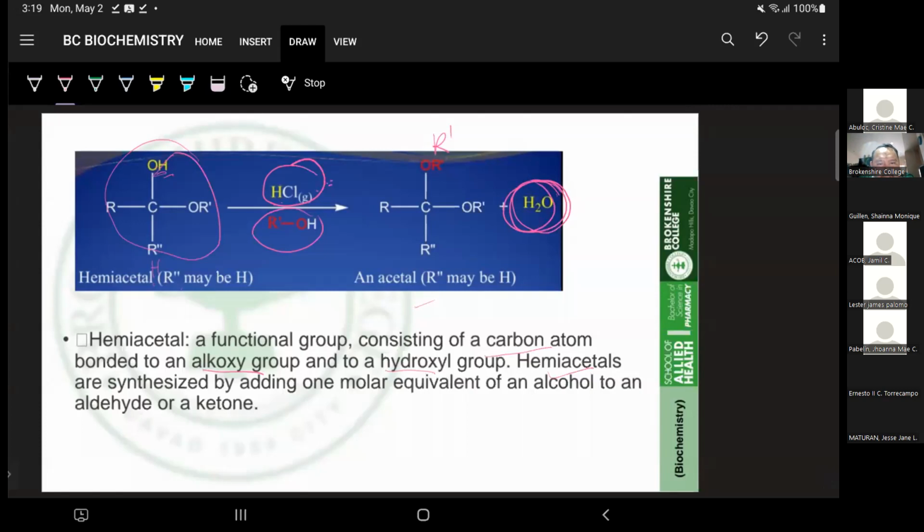Wala, ang purpose lang ng hemiacetal is to determine the composition of aldehyde and ketone and its reaction with that of alcohol. Okay? So there will be replacement, no? There will be replacement in the hemiacetal group.